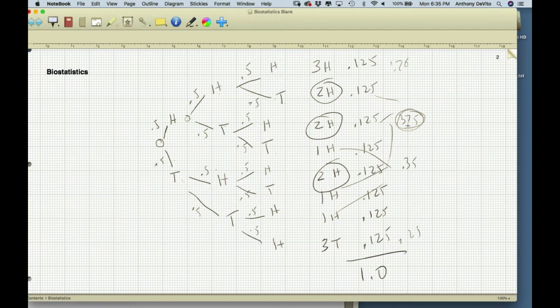Okay, so this is an interesting situation though. Well, how many outcomes did we have for each coin toss?